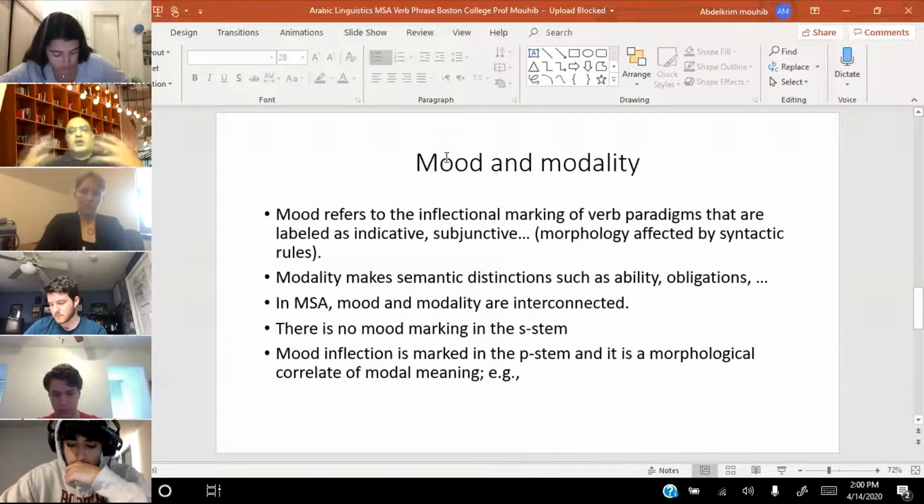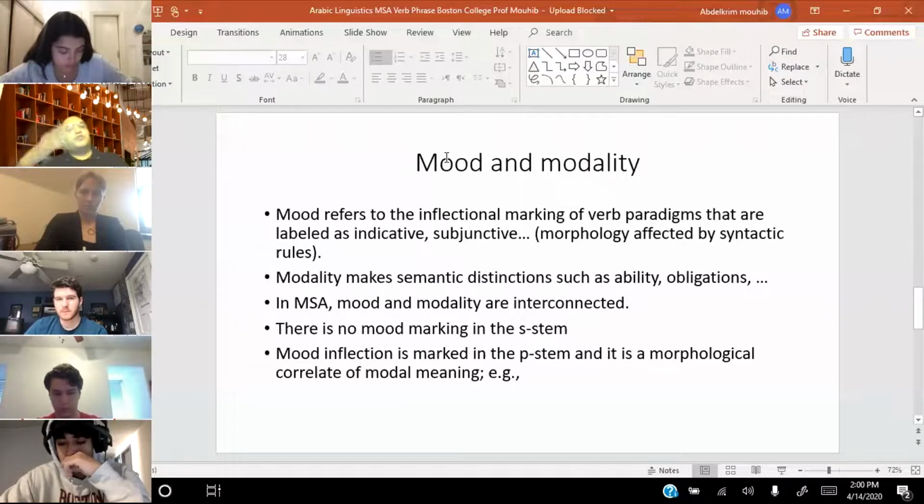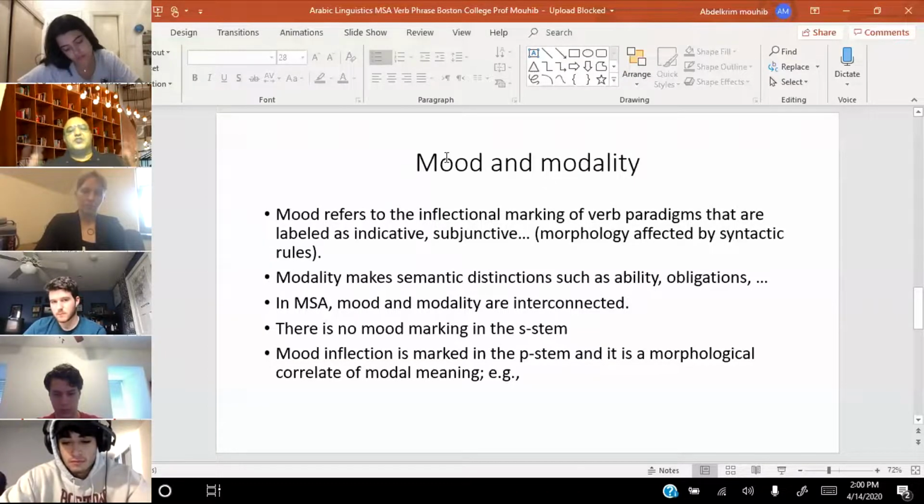But mood, like I said, is always labeled as either indicative mood or subjunctive mood. For those who know French, I think they know that the subjunctive in French is kind of hard and complex. So these mood features vary from one language to another, in terms of difficulty or complexity, if you like.